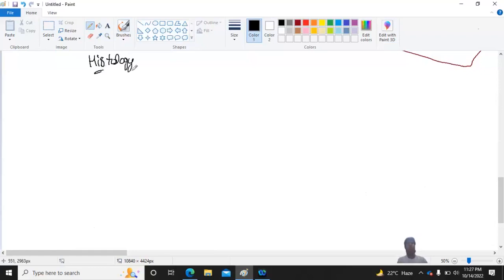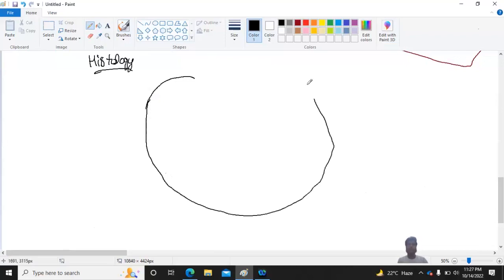Histology. So there are many layers in the stomach. In all GIT, there are four layers present in the whole GIT. Outer, inner, and then inner again.